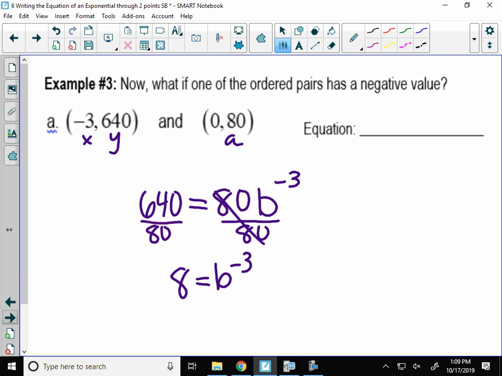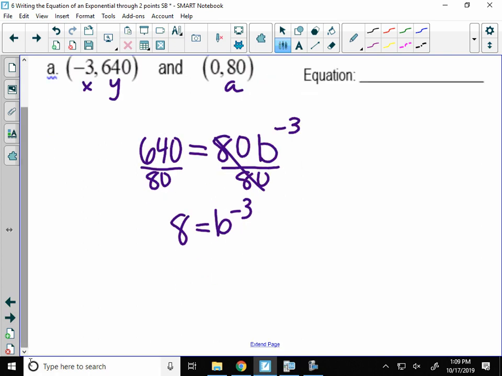Oh, what do we know about negative exponents? It becomes a fraction, right? Yeah, what fraction? 1 over b to the third.